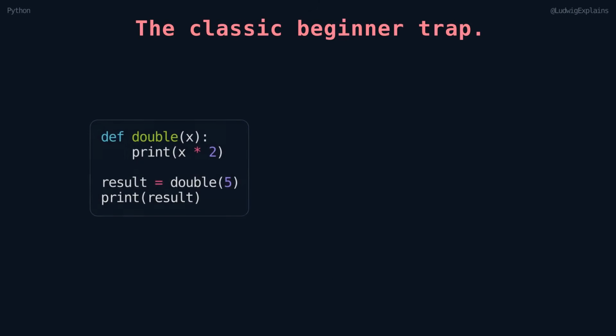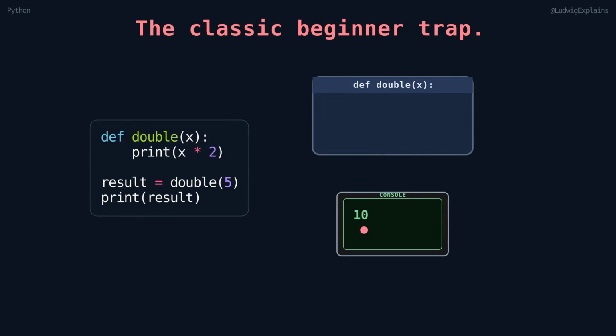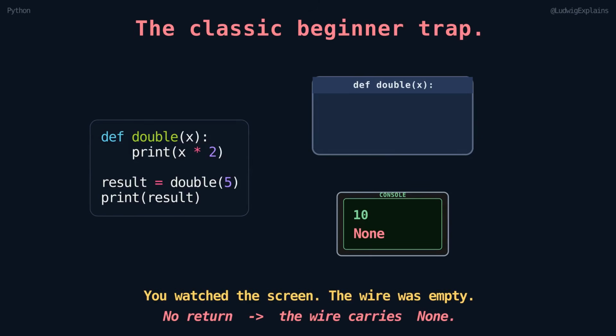Now the classic beginner trap. You write a function called double, and inside it you print x times 2. You call it, you see 10. It looks correct. Then you do, result equals double of 5. Then you print result. You expect to see 10 again. Instead you see None. What happened?